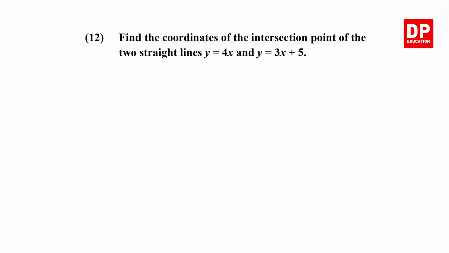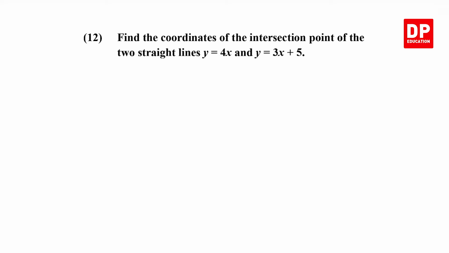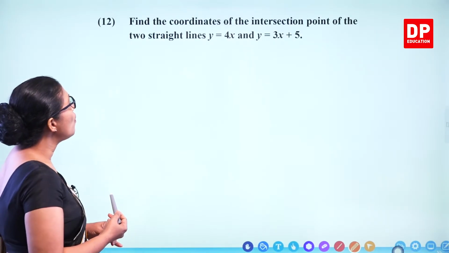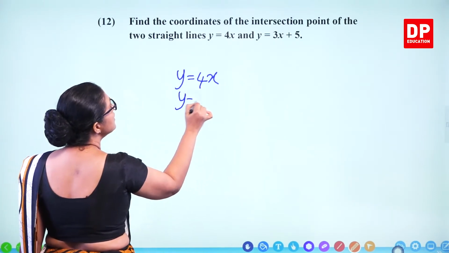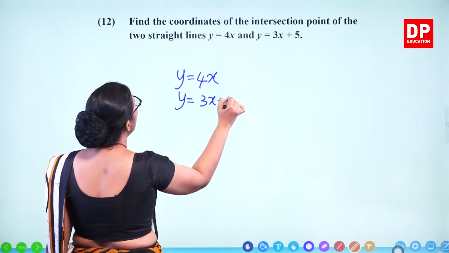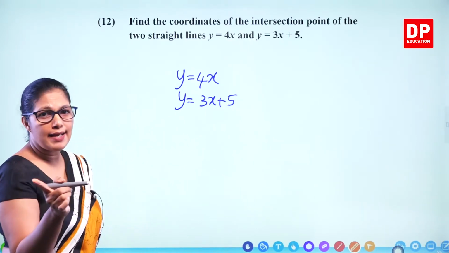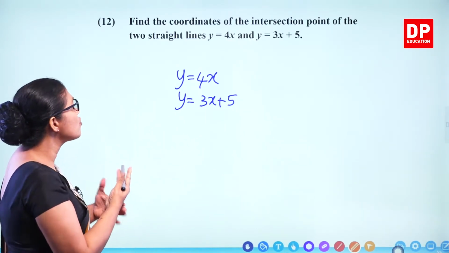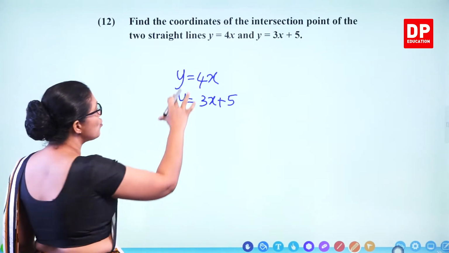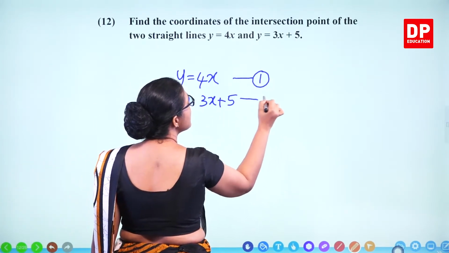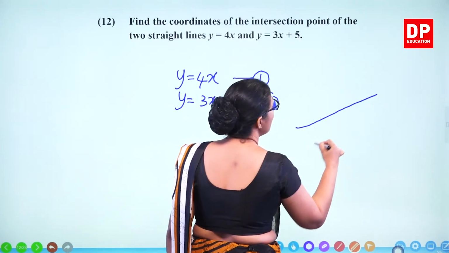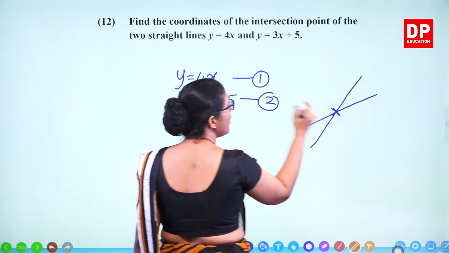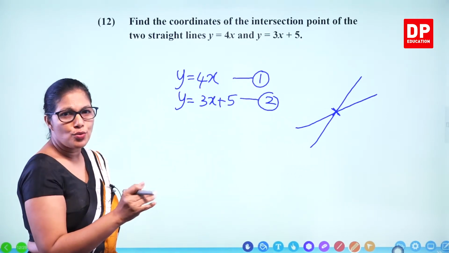Question number 12. Find the coordinates of the intersection point of the two straight lines, y equals 4x and y equals 3x plus 5. So you don't need to draw the lines and find the intersecting point. You can solve the two equations. When you solve the two equations, you get the intersecting point.